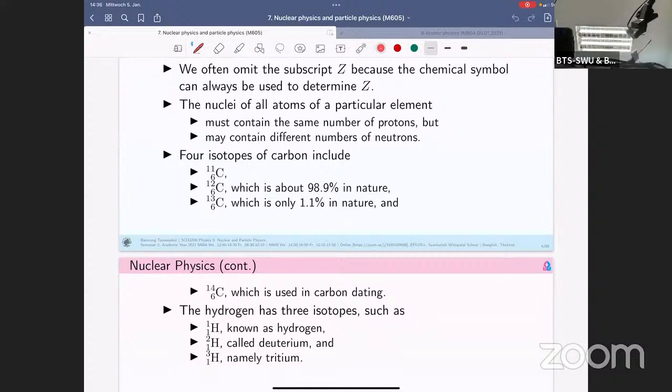Hydrogen has 3 isotopes. Let's talk about the smallest element. The first one is hydrogen 1,1, the hydrogen that has only a single proton and a single nucleon. From the subscript here, you can see that the number of neutrons is 0, because 1 minus 1 is 0. So there is no neutron at all.